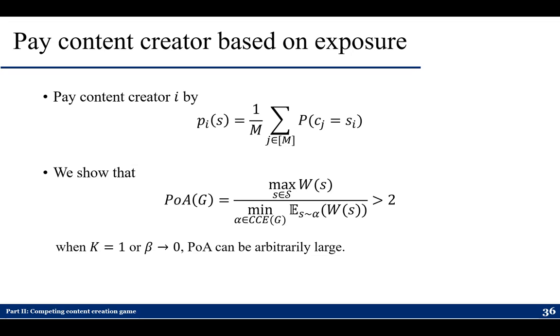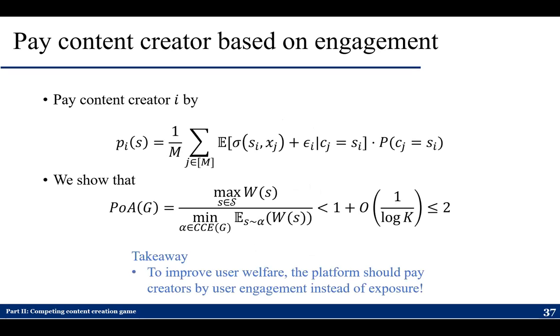The ratio between the optimal welfare versus the welfare under this particular payment rule has no upper bound. It can be much worse than the optimal. And in cases when the platform only recommends the most relevant content to the user, this ratio can be arbitrarily large. Another commonly used strategy is to pay the content provider based on user engagement.